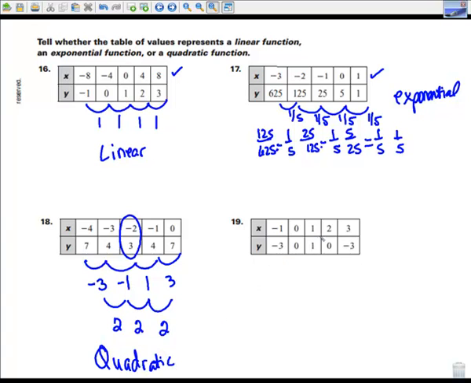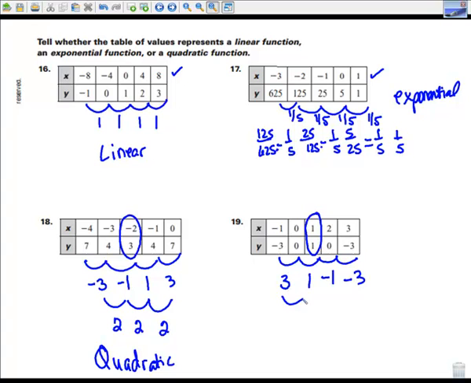And let's try this one. Again, I understand that you can see it's quadratic, but I want you to show me. From -3 to 0, it's an increase of 3. From 0 to 1, it's an increase of 1. From 1 to 0, it's a decrease of 1. And from 0 to -3 is a decrease of 3.